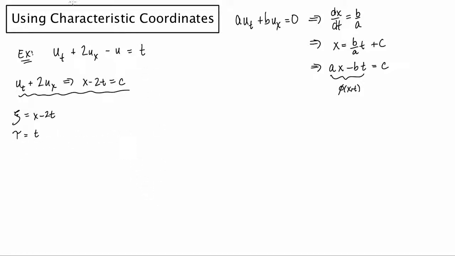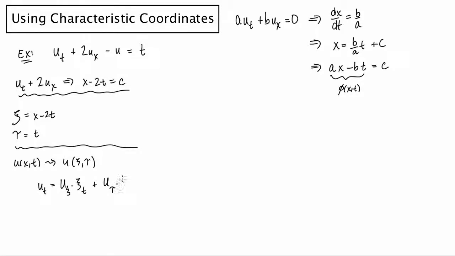And so in order to make this change of variables, I've got to do a little bit of chain rule here. So I need to change u of x,t over to u of xi,tau. I'm going to start with u_t. So u_t in terms of the variables xi and tau is u_xi times xi_t plus u_tau times tau_t. And so you can look, u_xi is the unknown partial. xi with respect to t is negative 2, plus u_tau is an unknown partial. Tau with respect to t is 1.